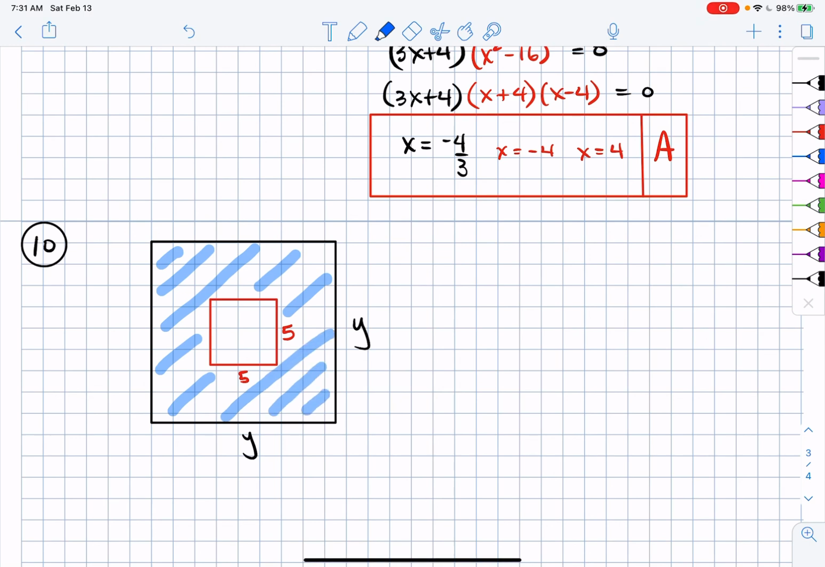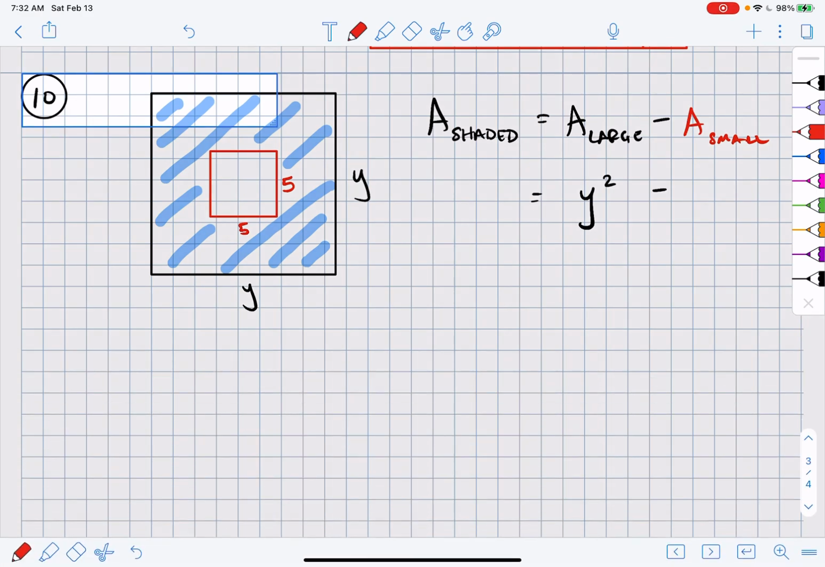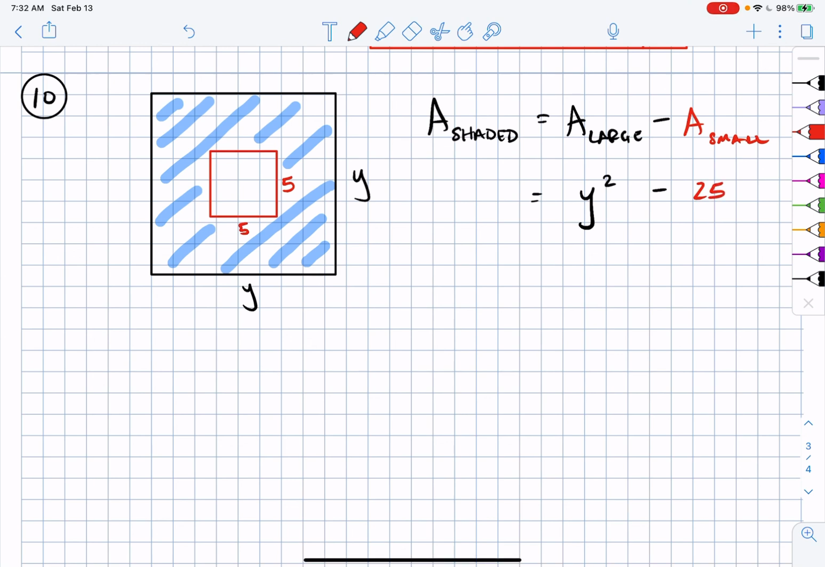Okay. So if that's the case, basically, area shaded is equal to area large minus area small, right? Because essentially I'm just going to cut out that little tiny square. So let's take a look. So the large area, an area of a square is base times height or length times width. So the larger area is really y times y, or y squared. And the smaller area is going to be 5 times 5, or 25. So yes, that is correct.